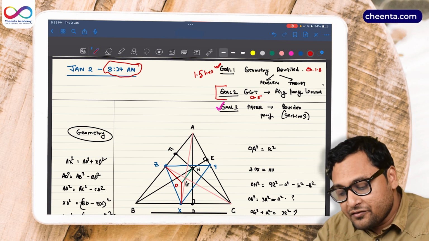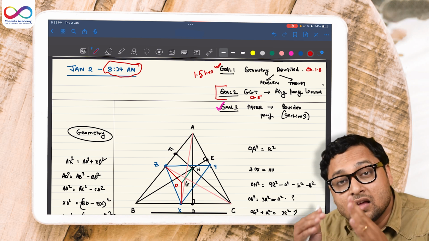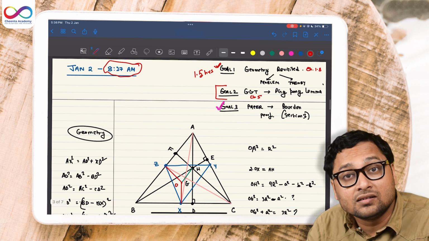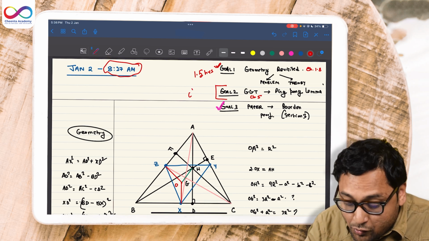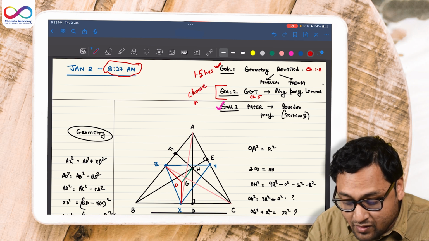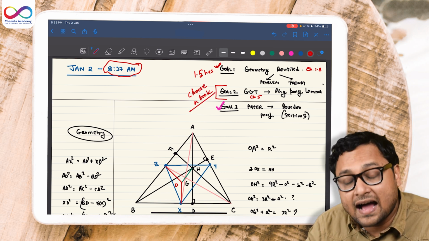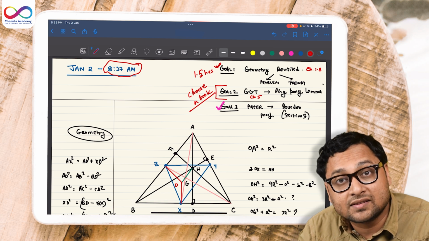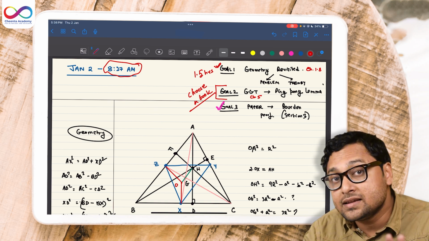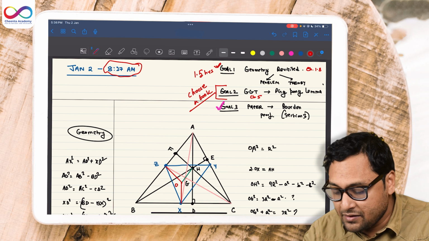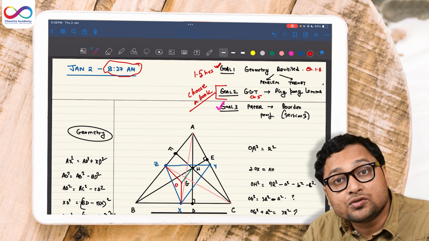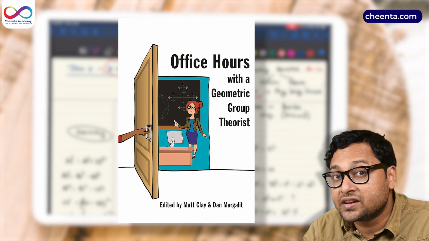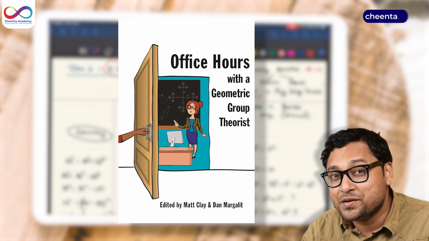So again, for the second part of the goal, which is also related to research, I choose a book. Again, choose a book. That's a very important thing, a book authored by some of the greatest mathematicians of our times. Always choose really good books. In this particular case, I have chosen a book called Office Hours with a Geometric Group Theorist. It's a very beautiful book.